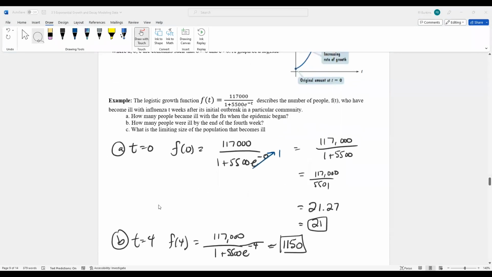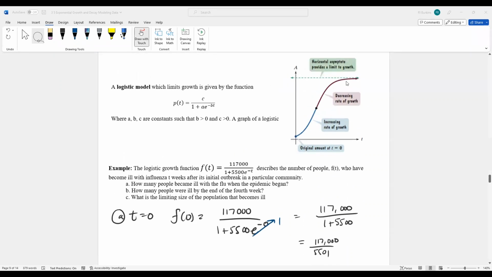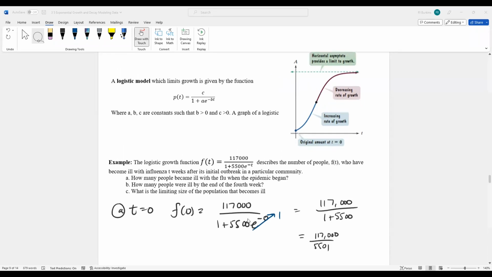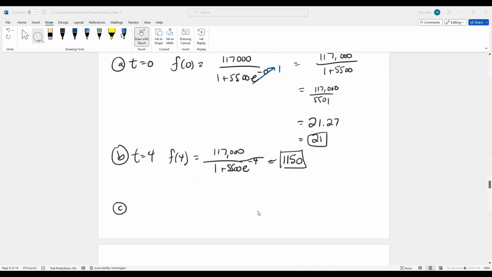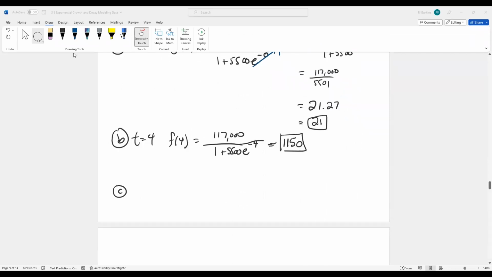All right, so the last part of the question says, what is the limiting size of the population that becomes ill? Which is where we're looking for the horizontal asymptote. For this type of problem, basically we're saying as T goes on for a really, really long time, so we could just plug in a really large value of T and see what we get. So let's try that. Let's say, I don't know, let's just try 10,000. Let's see if that's sufficient.